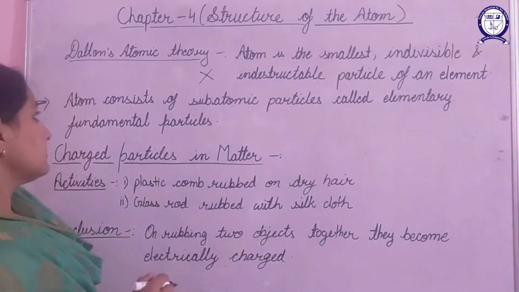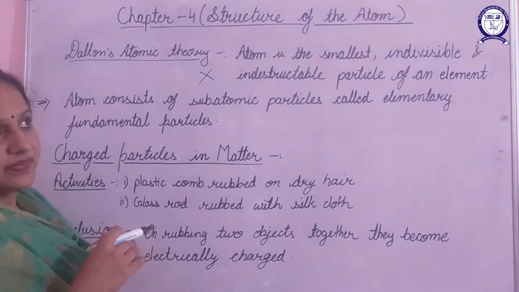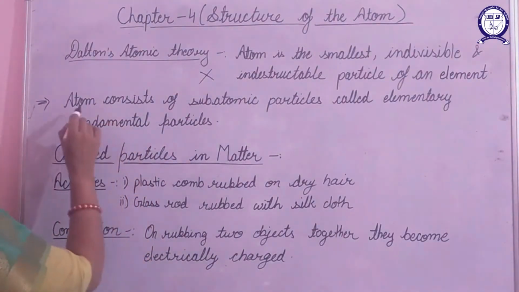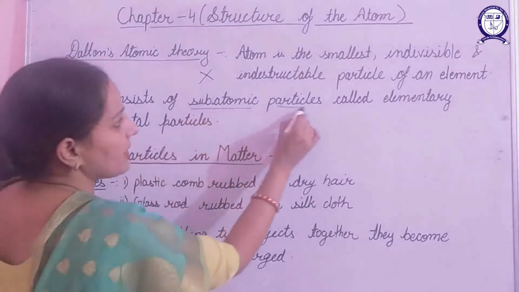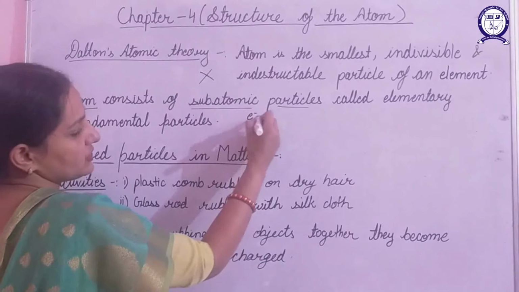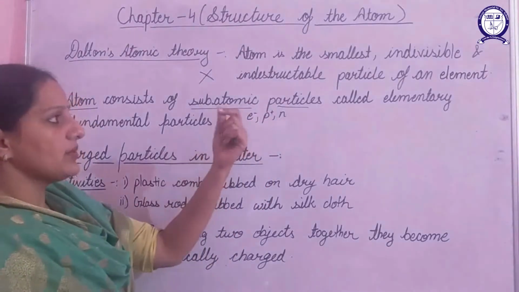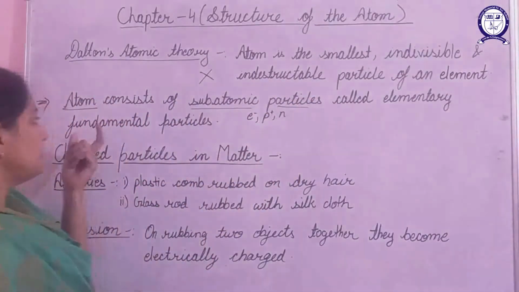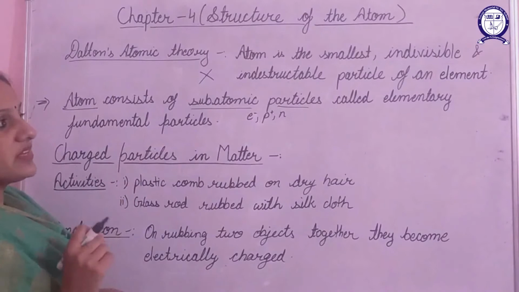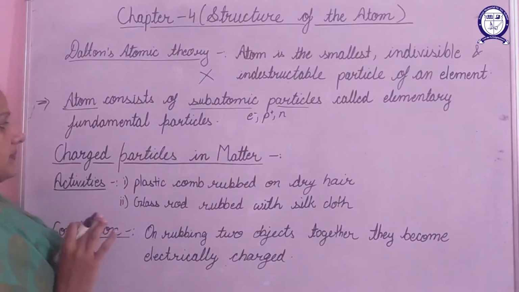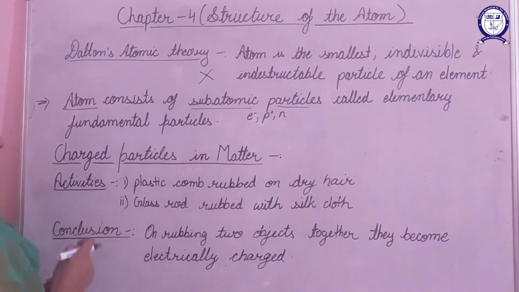So let's start. Now, from the experiments conducted around the end of the 19th century, it was explained that atom consists of subatomic particles, that is electron, proton and neutron, and these subatomic particles are known as the elementary fundamental particles because they are the necessary constituents of an atom. Now, how the scientists reached this conclusion, let's start with that then.